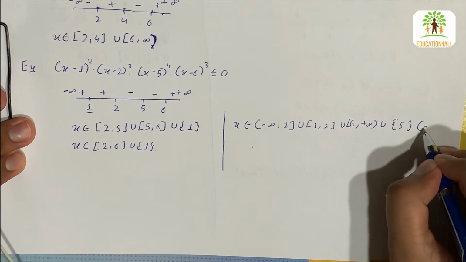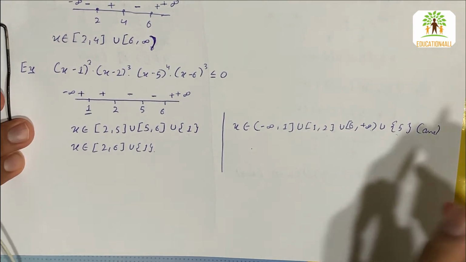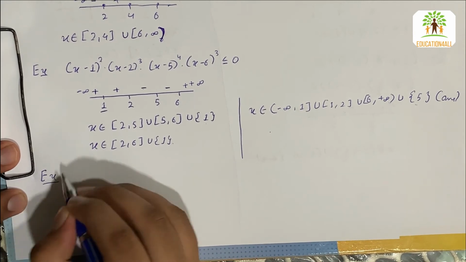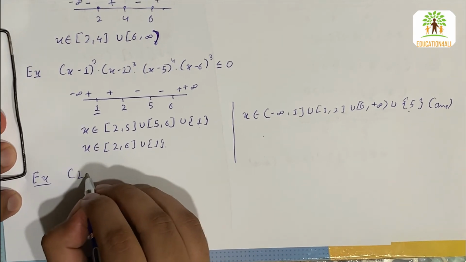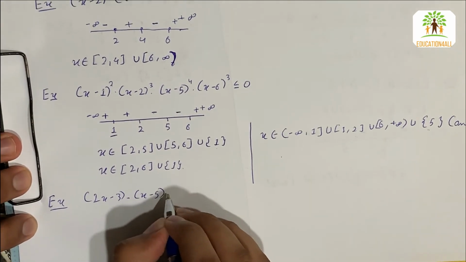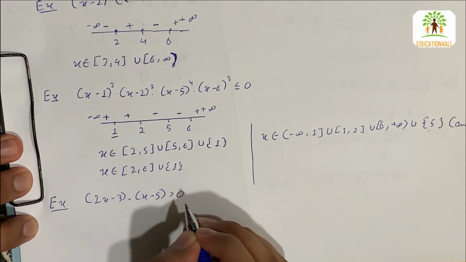This is the final answer for this question. Another example, 2x minus 3 times x minus 5 greater than 0.